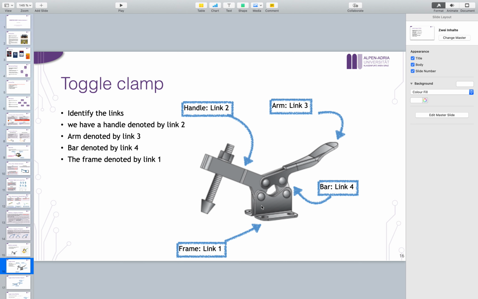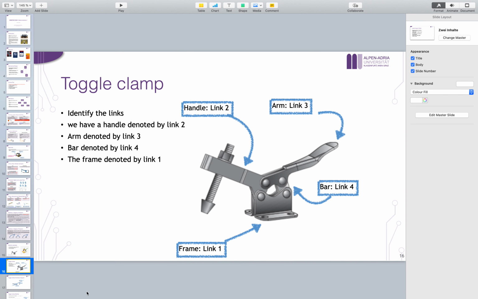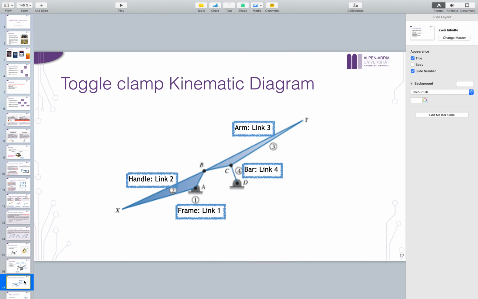So if we look at this mechanism, we first need to identify the number of links. As I said, we have the frame, we have 2, and we have the arm, so we have 4 in total. Now, how many joints do we have here? This is just what is called the kinematic diagram. It is basically going from a mechanism to a 2D diagram.